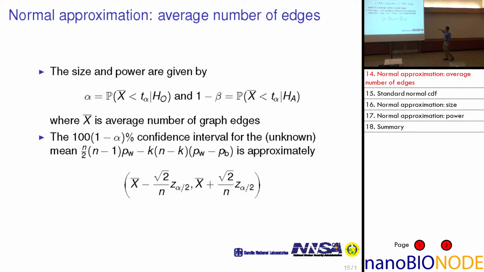And now you can argue how accurate they are. You can relate the size and power to these confidence intervals. So it gives you a good idea, and it also gives you a relationship. You understand what the effective n is.